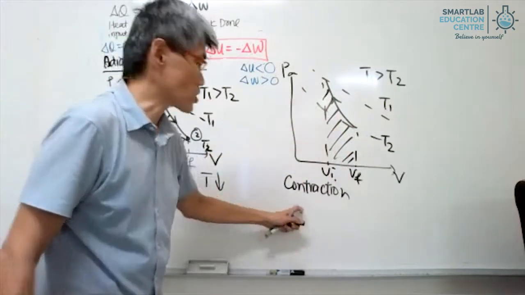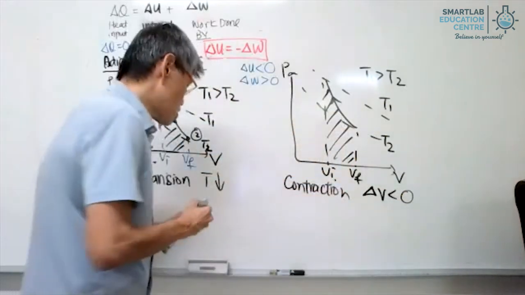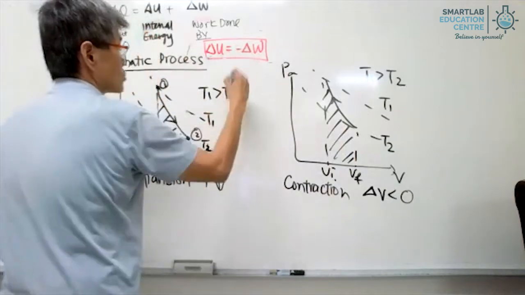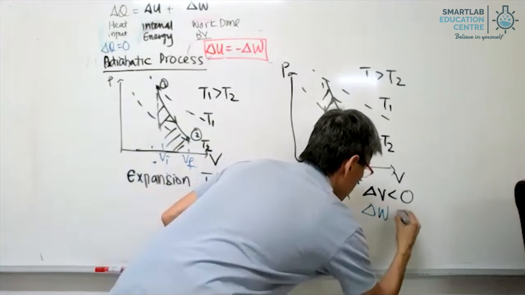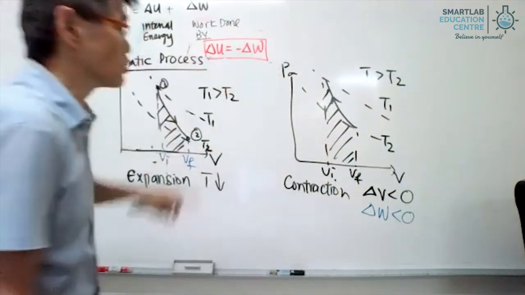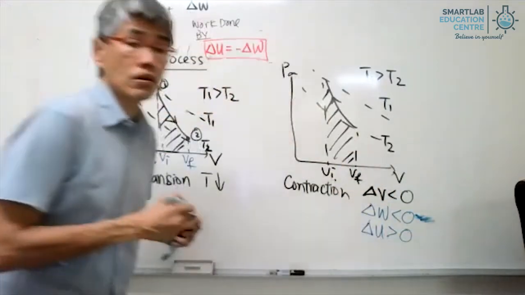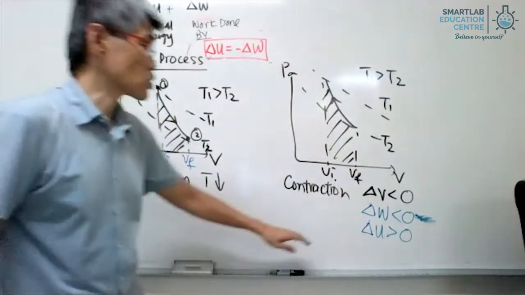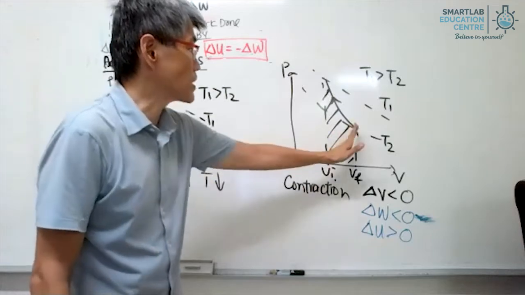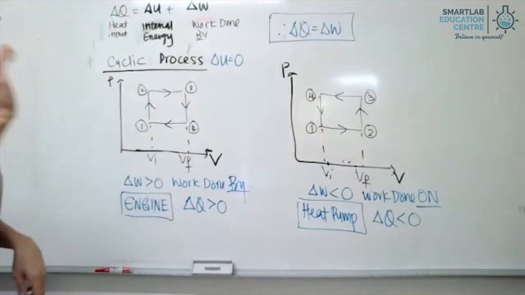In the case of a contraction, we know that the change in V is less than 0. Because your change in V is now less than 0, your change in W will also be less than 0. So negative change in W will now be a positive value, implying that your change in U is more than 0. So in adiabatic contraction, you will find that the temperature of the gas actually increases.